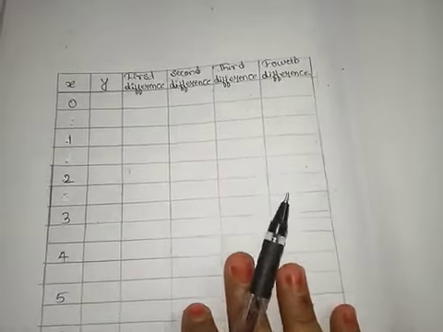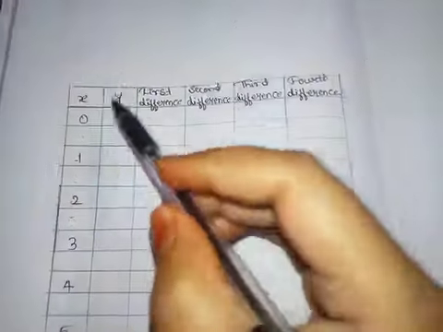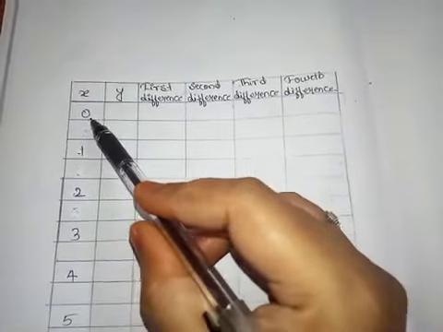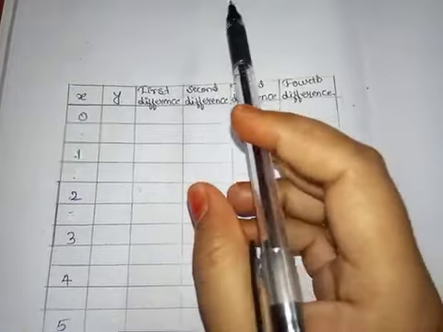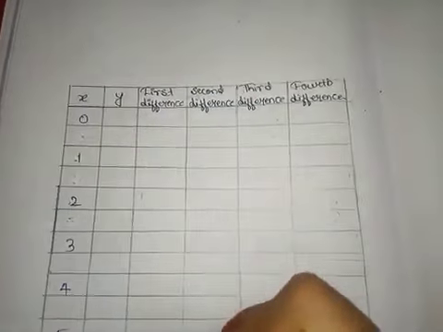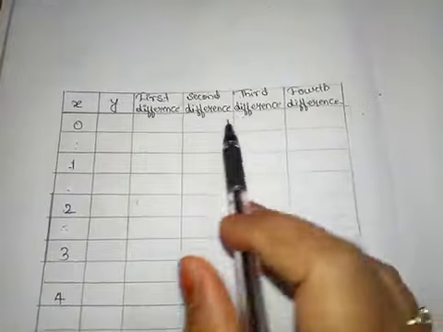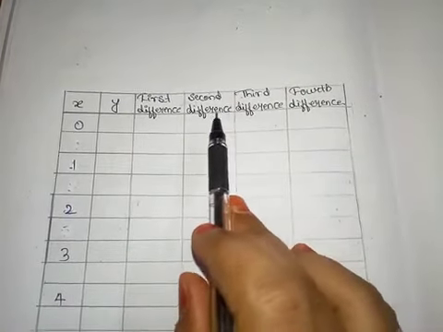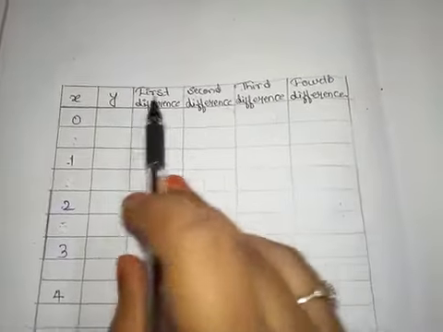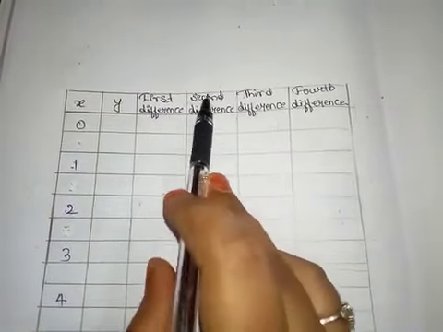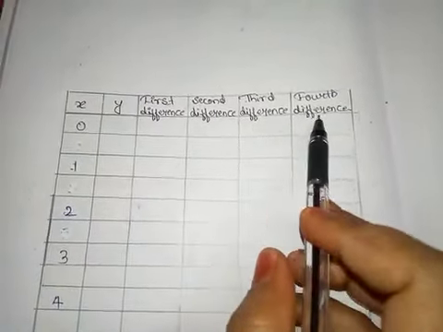We know that to find the difference table, we must have x values and y values. X values are given. To find the y values, just substitute these values in the given function. You will get the functional value. And here we are not solving particularly for backward and not particularly for forward. So I am taking just first difference, second difference, third difference, fourth difference.